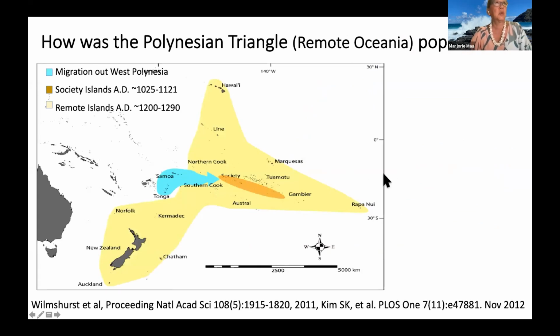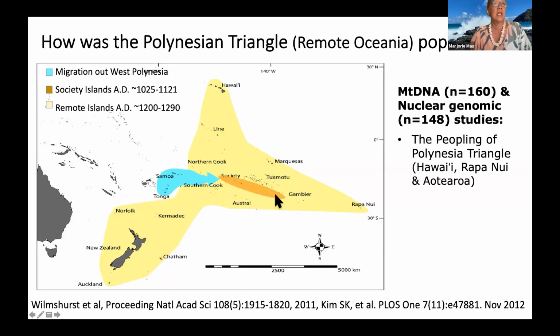How was the Polynesian Triangle, remote Oceania, populated? This is a nice paper, a couple of papers actually, that have hypothesized how this has happened over time. And the best data so far seems to suggest that the populations started somewhere here near Samoa and Tonga, stayed there for about 500 years, and then about 1025 to 1121 AD, migrated into the Society Islands here. And then about 1200 to 1290 AD, had an expansion into this yellow area, which you will now recognize is the Polynesian Triangle. This is based on, again, mitochondrial DNA that's very useful for tracking migration of populations.